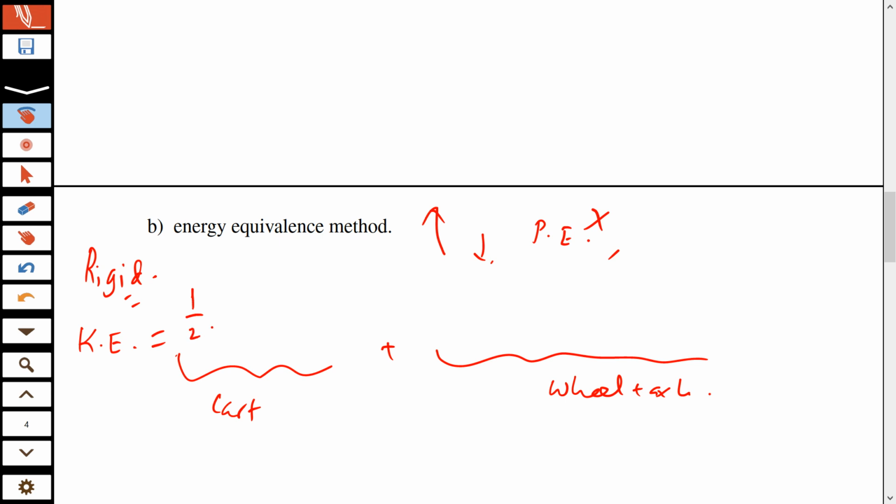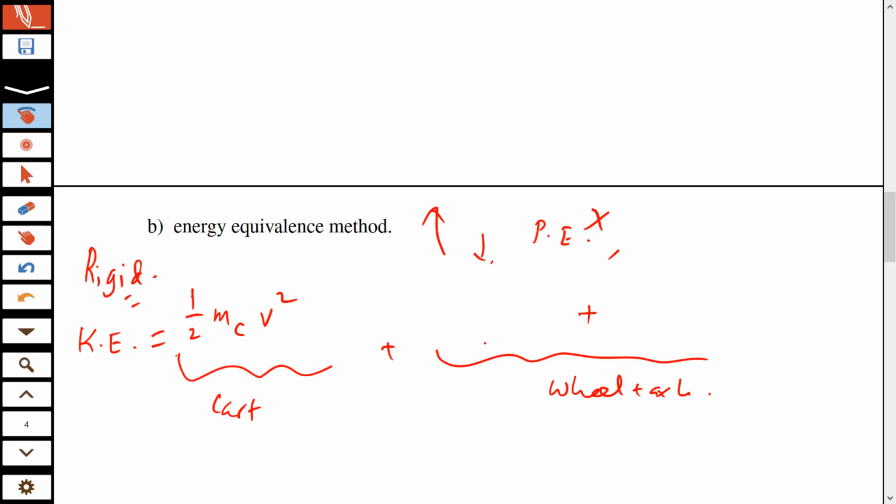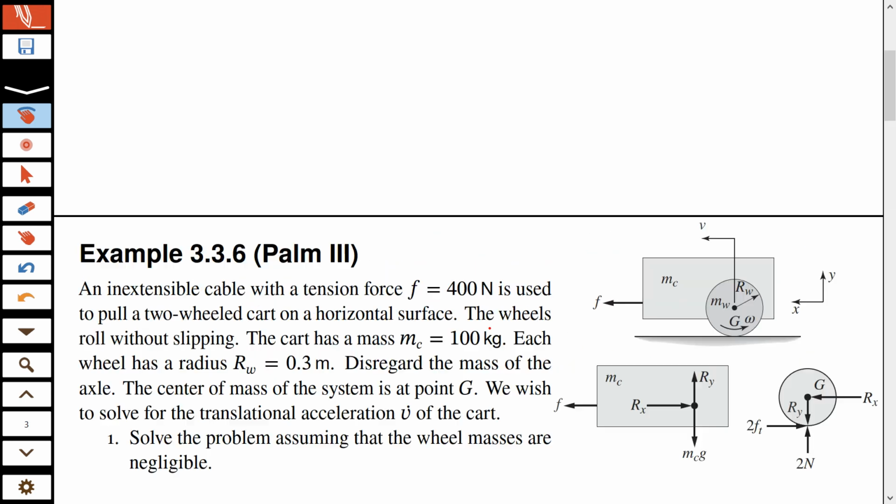So it will be half m_cart v squared. For the wheel and axle, because it is now translating as well as rotating, and because this 2F_t is also non-zero and this R_x is also non-zero, I will have to write the translational kinetic energy of the wheel plus axle, which is half m_w. M_w includes that, I mean, the axle is massless, okay? So we can ignore the axle.